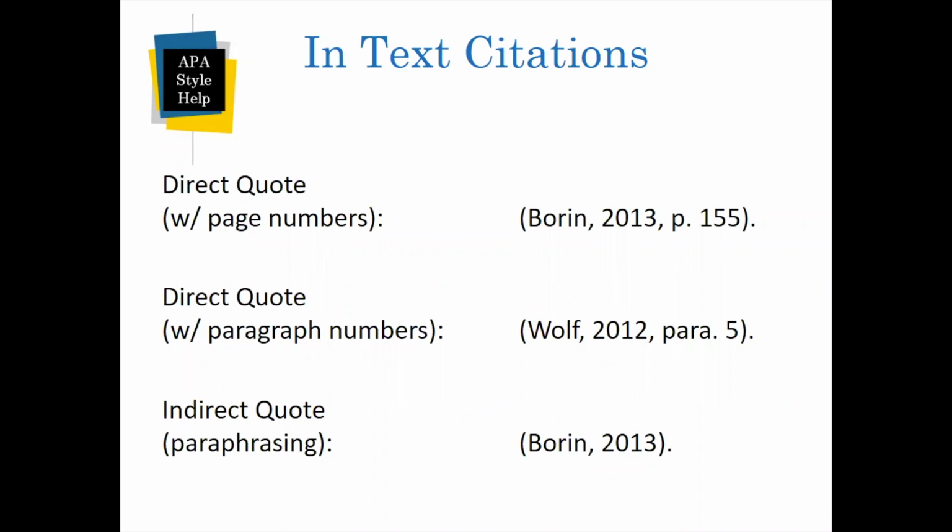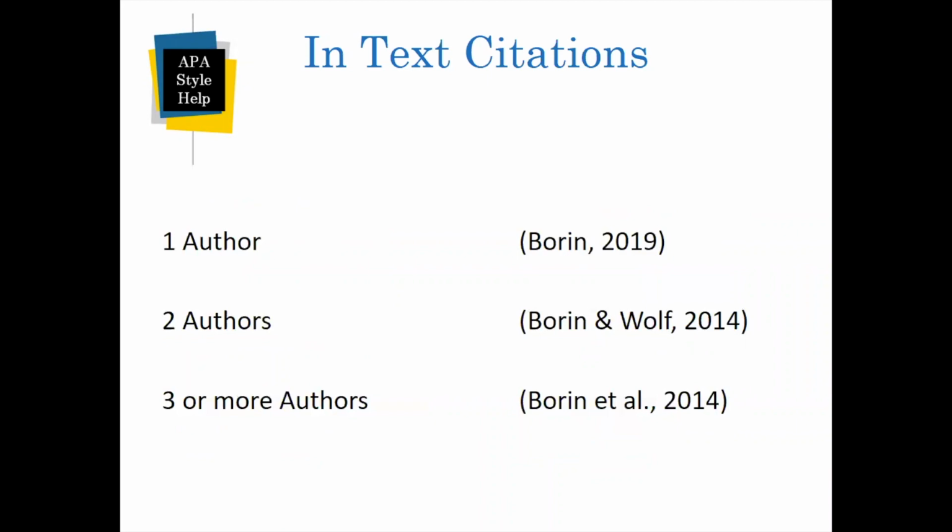If you have a direct quote, but you don't have page numbers, like it's from a web page, and you have paragraph numbers, you're supposed to count the paragraphs. So in this example, you have Wolf, comma, 2012, comma, para., 5. Indirect quotes do not require page numbers, so that's like paraphrasing. So you have the author's name, followed by a comma, and a year, and a period.